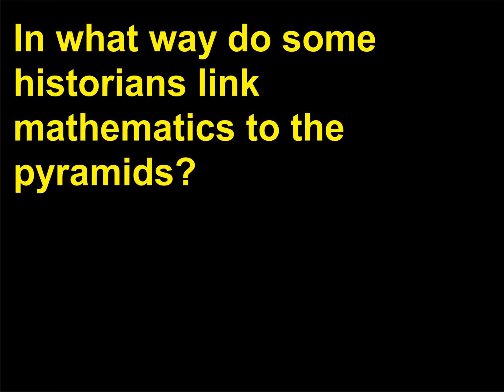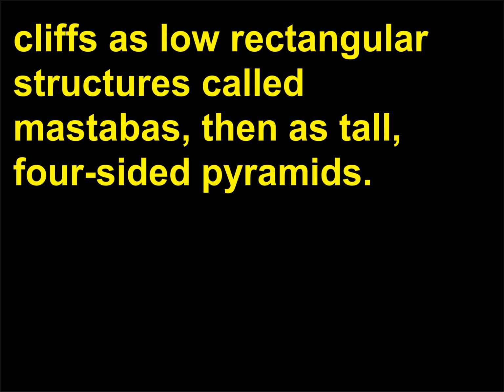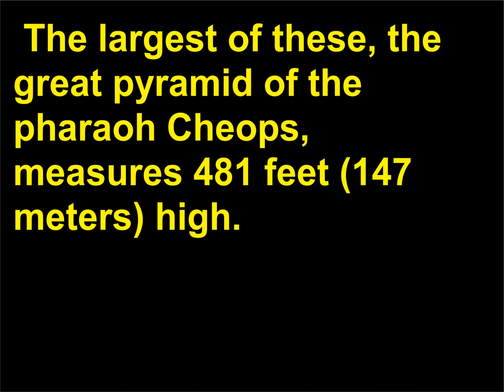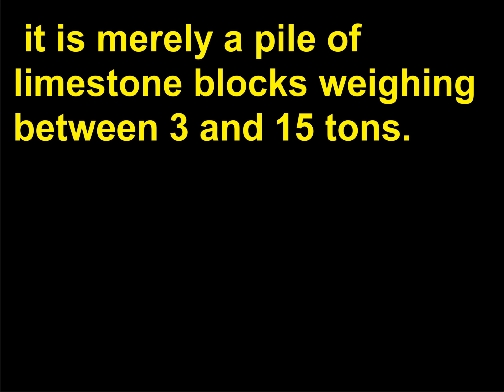In what way do some historians link mathematics to the pyramids? The pyramids in Egypt were built as royal tombs for the pharaohs, first along the edges of cliffs as low rectangular structures called mastabas, then as tall, four-sided pyramids. The three structures most of us associate with pyramids were built at Giza, near Cairo, about 2500 BCE. The largest of these, the Great Pyramid of the Pharaoh Cheops, measures 481 feet, 147 meters, high. But there are no intricate pathways in this pyramid. It is merely a pile of limestone blocks weighing between 3 and 15 tons.